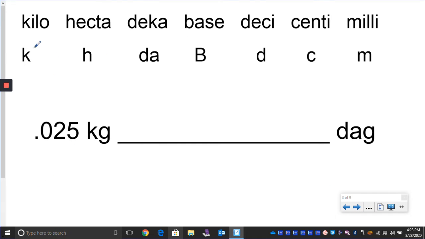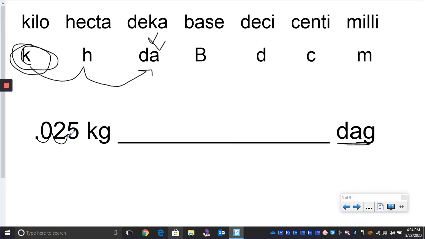0.25 kilograms. Kilo is up here on our ladder. And then we have decagrams, DA, decagrams. It's going to be DA on our metric prefix ladder. That'll be 1, 2 swings to the right. Put my decimal right back where it's supposed to be. 2.5 decagrams is going to be my answer.